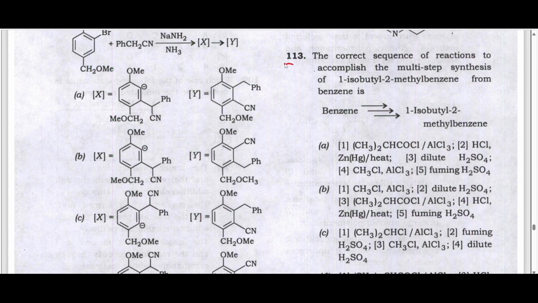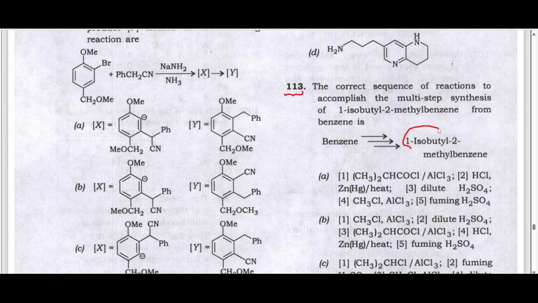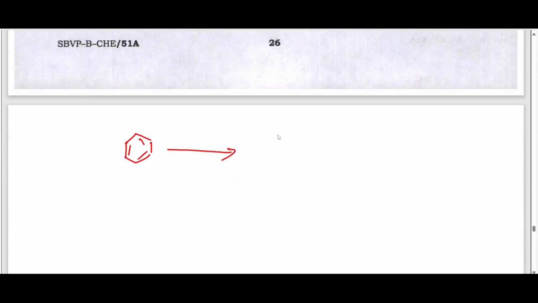In the case of 113 number question, they asked the correct sequence of reactions to accomplish the multi-step synthesis of 1-isobutyl 2-methyl benzene from benzene. So ultimately this is a reaction. Okay. So we have to obtain 1-isobutyl 2-methyl benzene.